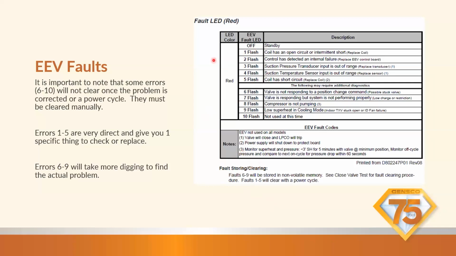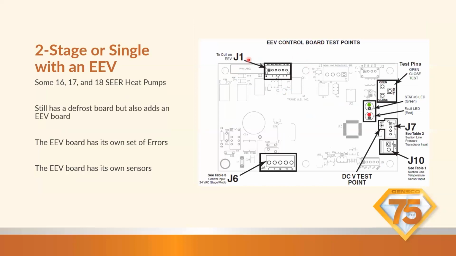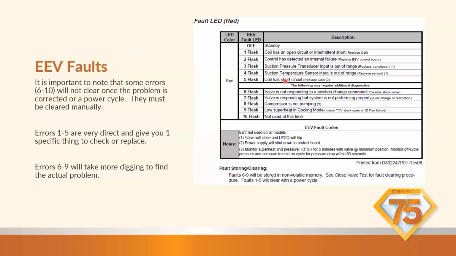Faults 1 through 5 are really straightforward. They give us a very direct idea of what could be going on. So let's look at these real quick. A 1 flash, the coil has an open circuit or an intermittent short. So the coil we're talking about here is right here, the coil to the EEV. Okay. So it's saying that the EEV stepper motor coil has a short.